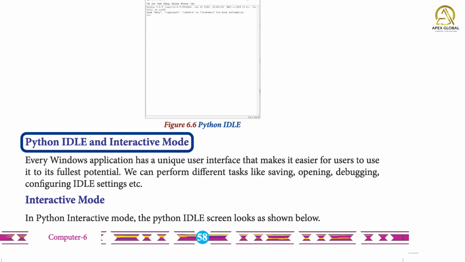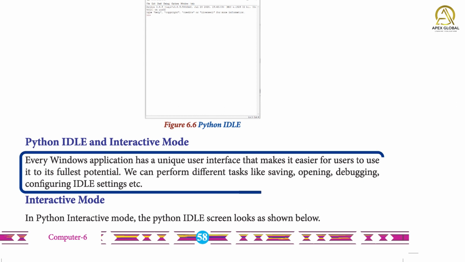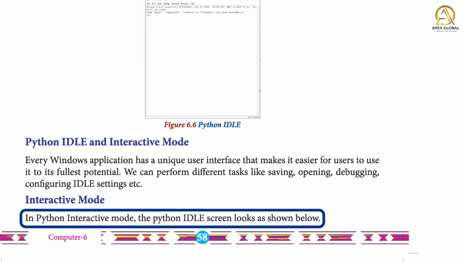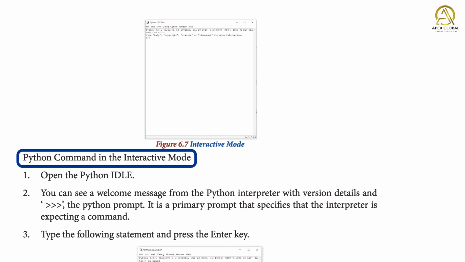Python IDLE and interactive mode. Every Windows application has a unique interface that makes it easier for users to use it to its fullest potential. We can perform different tasks like saving, opening, debugging, configuring IDLE settings, etc. Interactive mode. In Python interactive mode, the Python IDLE screen looks as shown below. Python command in the interactive mode. 1.